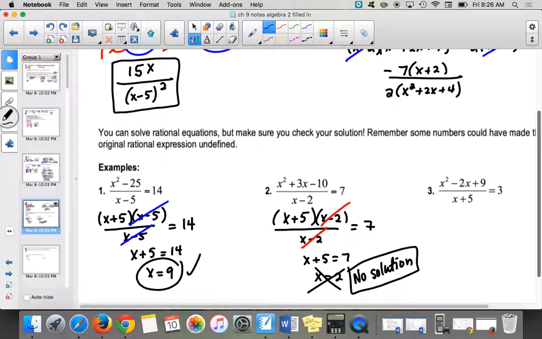Okay, and then sometimes it doesn't factor. So this next one I have x squared minus 2x plus 9 all over x plus 5 equals 3. Okay, and it doesn't factor. So in this case, you actually would have to do that longer method. You're going to take the denominator and multiply it to the other side. So we're going to have x squared minus 2x plus 9 equals 3 times x plus 5.